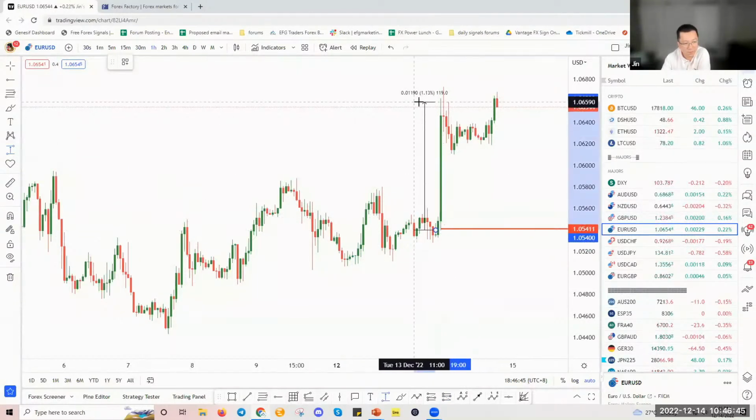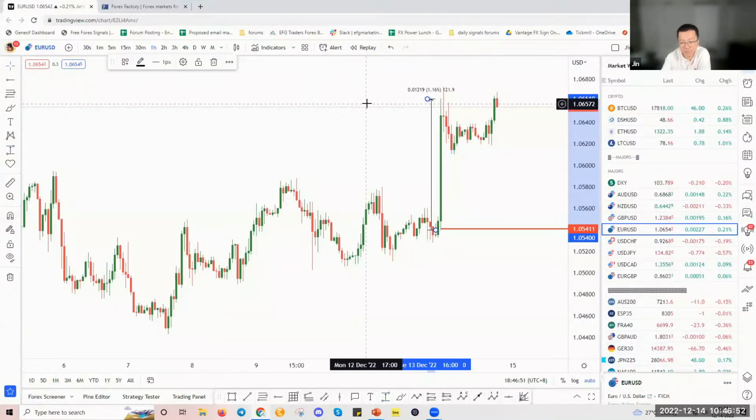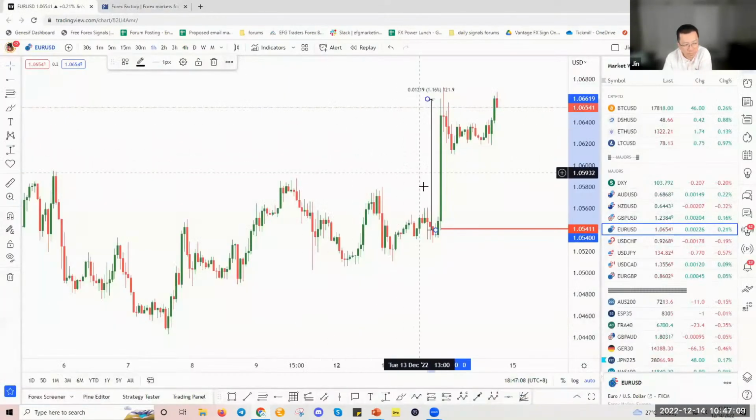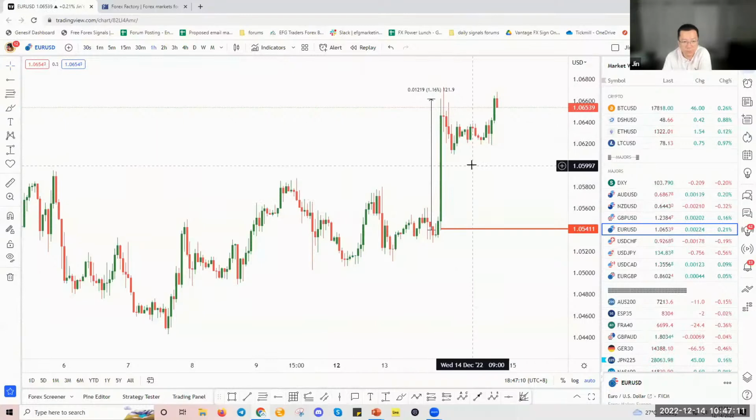Within the hour, it actually went up by how much? That's 121 pips, right? It went up by 121 pips within the hour just because of that data release being CPI weaker than expected, weaker than previous. So we're going to see that weaker US dollar. Right, so that was the euro dollar pushing towards the upside because of the weaker dollar.